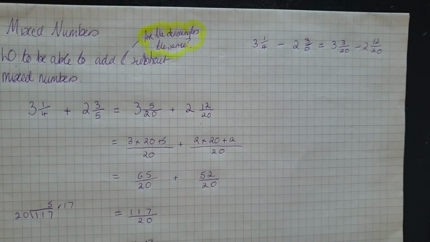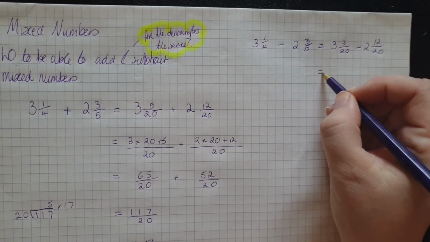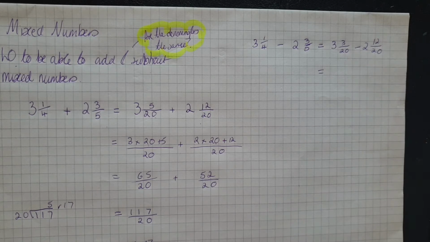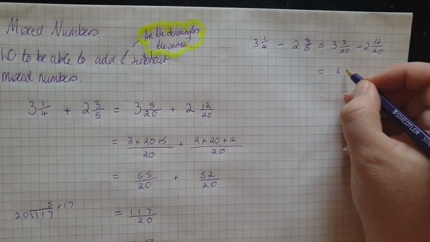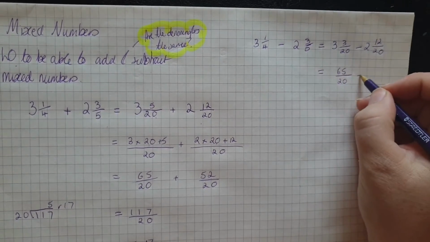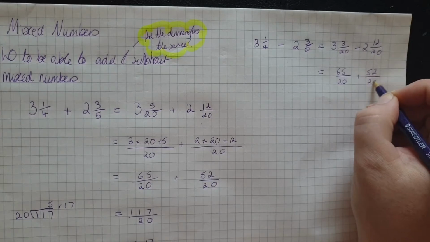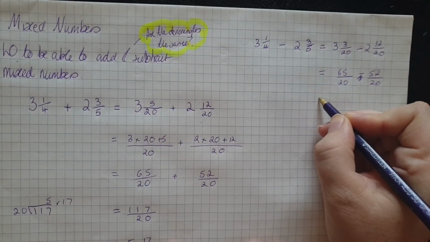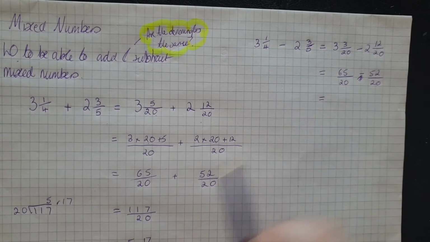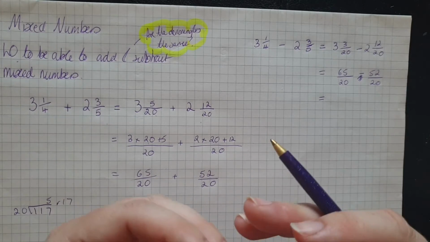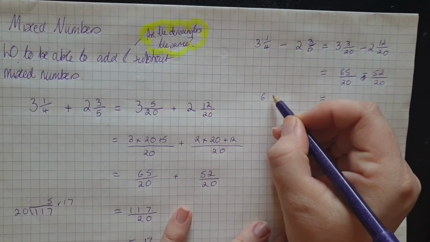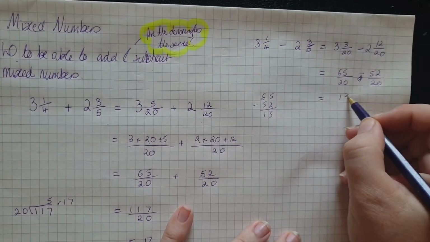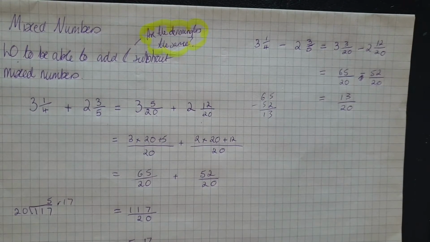Again, once I've got the denominators the same, I then convert it into a vulgar fraction. Oh, it's not add, it is subtract, and then I just need to actually do the subtraction. 65 minus 52. Again, different ways you can do that. I'm just going to do a quick jotting to help me. 65 minus 52, 13. 13 out of 20.